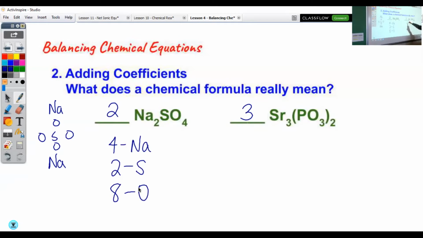Okay, in our second example, I'm going to put a 3 out in front. So putting a 3 out in front multiplies through, so I now have 9 strontium. We take a look at the next part. I have 2 phosphorus, but now with a 3 out in front, I have 6 phosphorus. I have 6 oxygen, 2 times 3. But now with a 3 out in front, I have 18 oxygen. So the 3 gets multiplied throughout the entire thing.